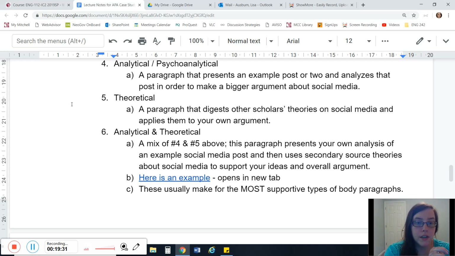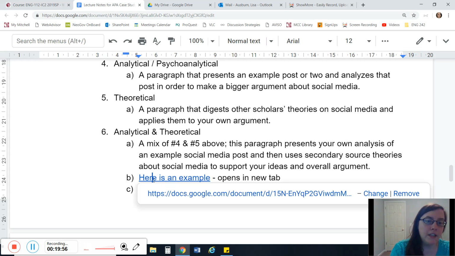Then of course there's my favorite type of paragraph, which is the analytical and theoretical, which is a mixture of 4 and 5. So first you would present your own analysis of social media, and then you would go on to grab those secondary sources or that theory of social media in order to back up your ideas. And I find that these paragraphs make the most supportive types.